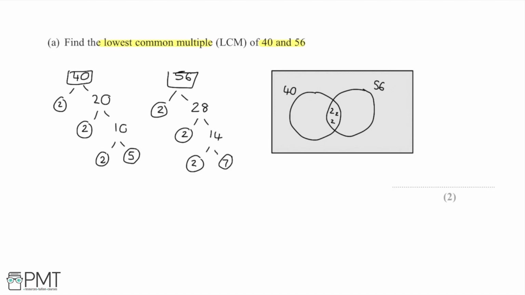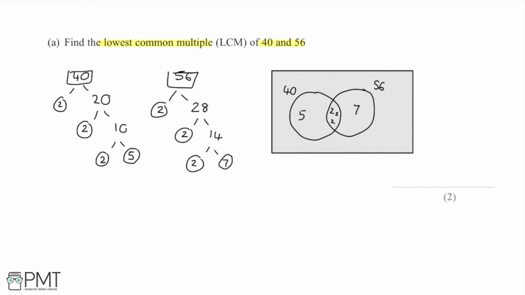I can put in the 3 2's. Similarly, I can now take the other factors, so 40 has a factor of 5 that hasn't been counted, however 56 does not, so that just goes in the region that's just the 40, and then similarly the 7 can go in here.